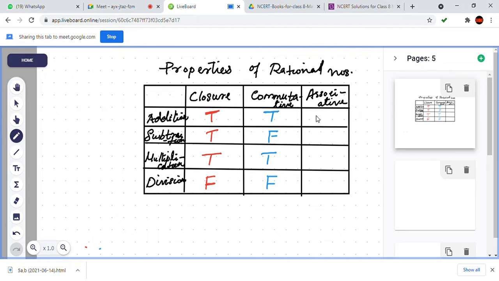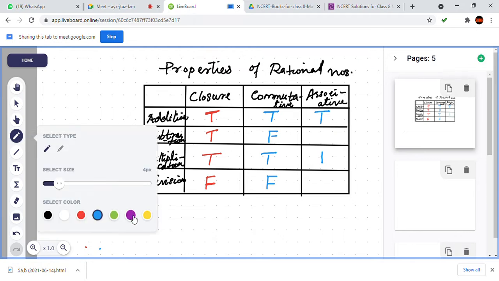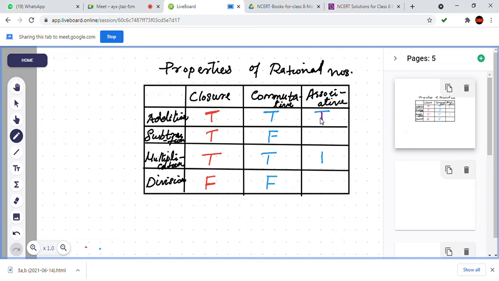Now the associative property, the same way as the commutative property. In addition and multiplication, it is true. But in subtraction and division, it is false. So you can do the same way in your notebook. Same way you can draw the table.